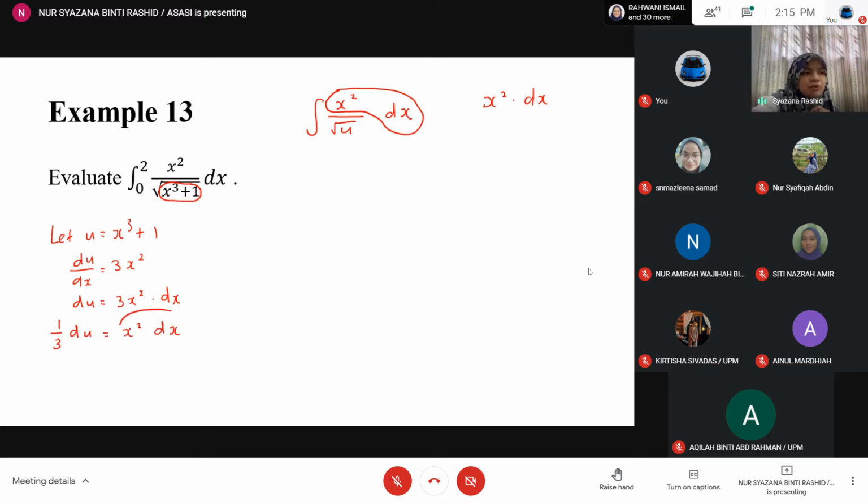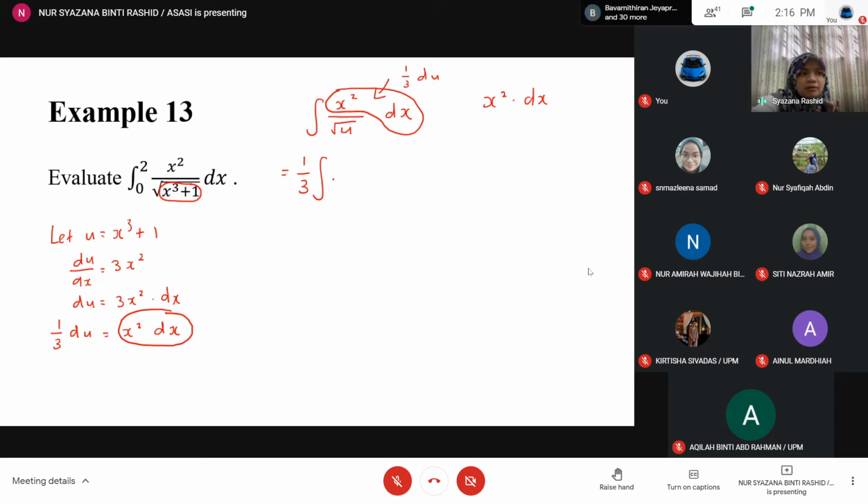So this is what we want, x squared dx. Alright, so instead now I have x squared dx, I can replace it with 1/3 times du. It's not just du. So usually if you see any constant, macam ni kan, ada constant 1/3, what you can do with the constant, you always put all the constant in front or outside the integral. So it becomes 1/3 times the integral.